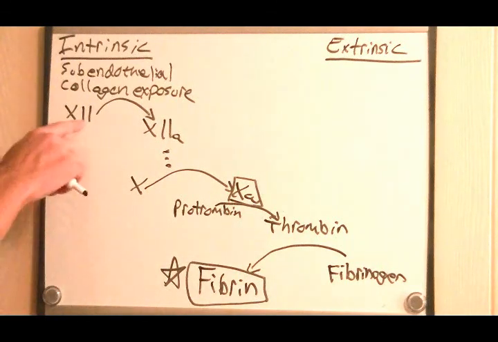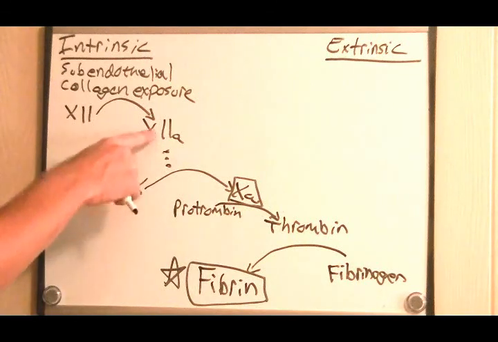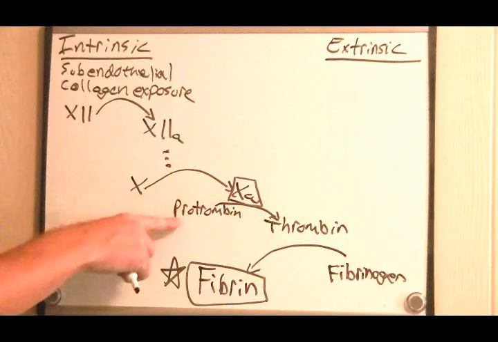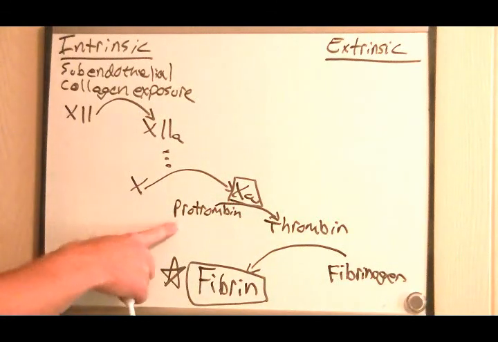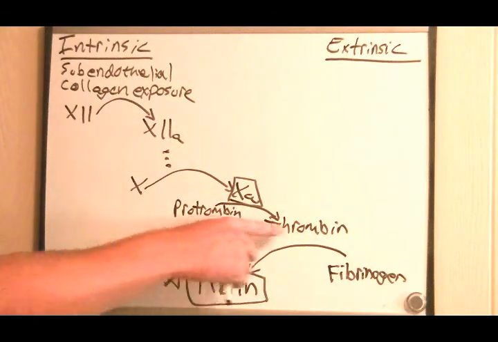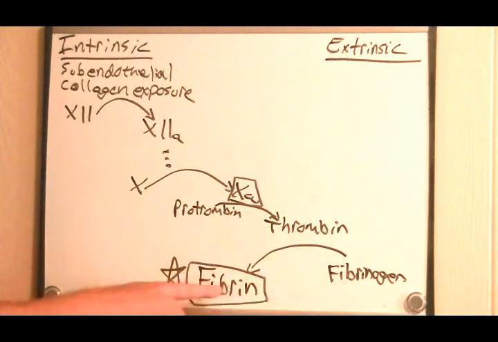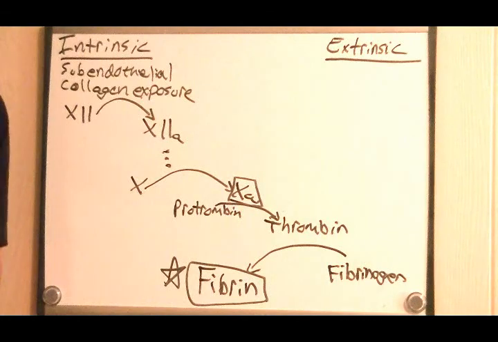Subendothelial collagen exposure activates factor 12 into 12A, and then eventually that will activate factor 10 into 10A, which will take prothrombin and convert prothrombin into thrombin, and then thrombin will convert fibrinogen into fibrin, which is our end product for the clotting cascade. So let's look at the extrinsic pathway next.